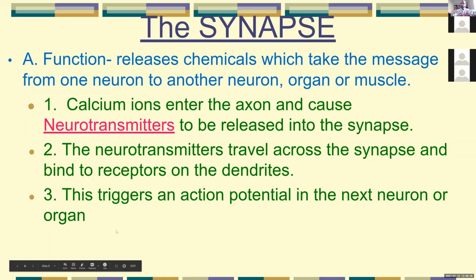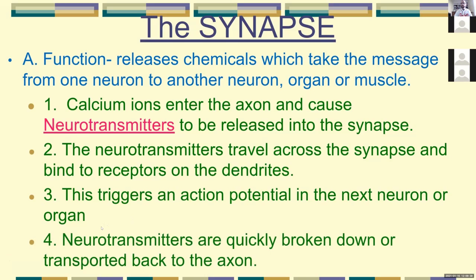So that neurotransmitter then basically triggers the next neuron or organ to create or start an action potential of its own. So in essence, the neurotransmitter is the connection between this neuron's electrical activity and the next neuron's electrical activity. They don't quite touch, but they can continue the information even though they don't touch.